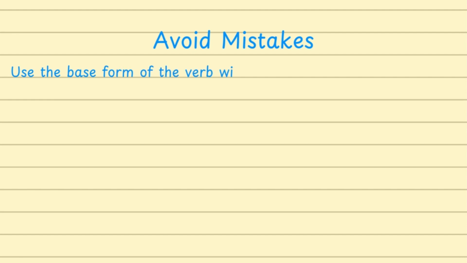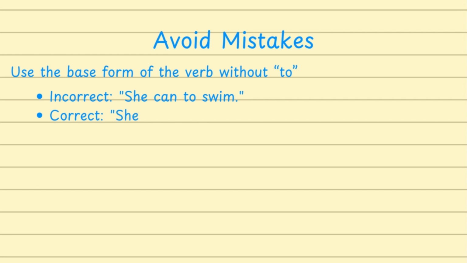Even confident English speakers can stumble over modal verbs. Here are some common pitfalls to avoid. Using the base form of the verb, don't say "she can" to swim. It's simply "she can swim." Remember, no to after a modal verb.